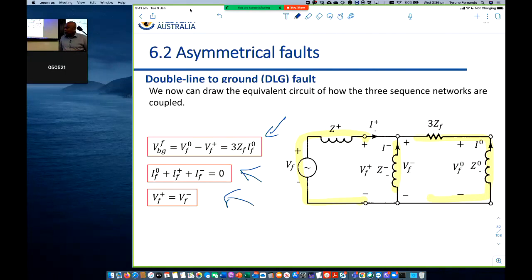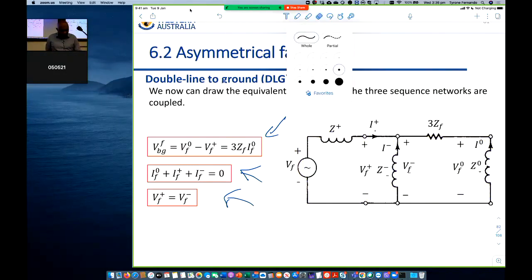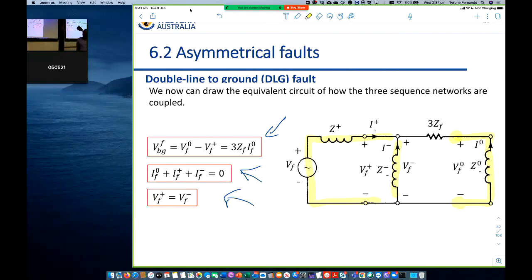In order to satisfy those 3 equations, you need to connect the 3 sequence circuits. So let me draw the 3 sequence circuits. This is the positive sequence circuit. This is the negative sequence circuit, this part here, right? And this is the zero sequence circuit. You need to connect those 3 circuits: the positive sequence circuit, the negative sequence circuit, and the zero sequence circuit.